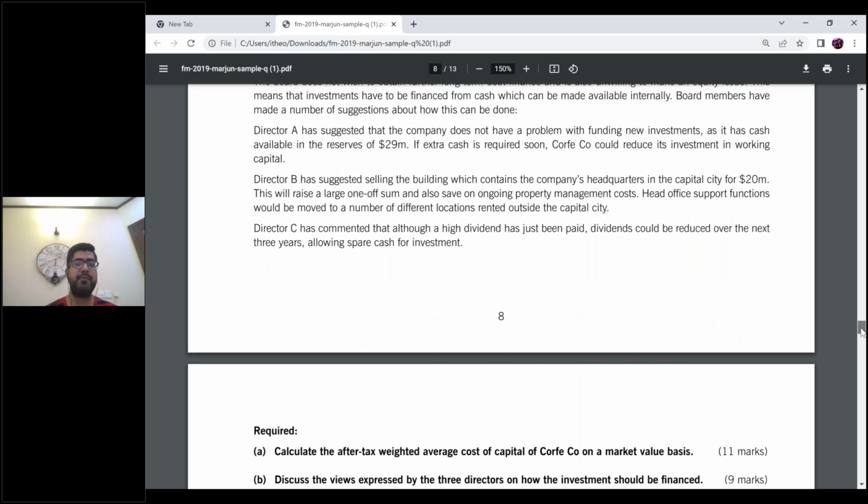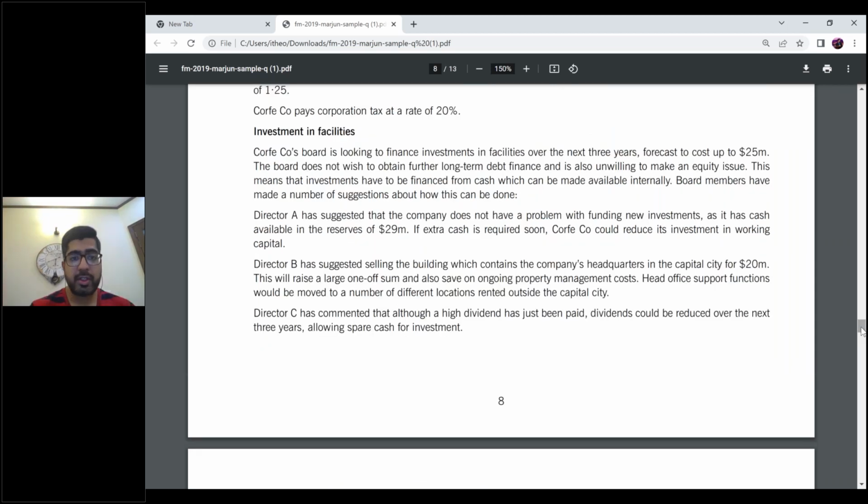In this paragraph, it was mentioned that the Corfez board was looking to finance investments which are expected to cost 25 million. They don't want to raise debt. They don't want to raise equity. Investments must be financed from internal cash. Director A has suggested using reserves, B has suggested selling the company's headquarters, and C has suggested reducing dividends.